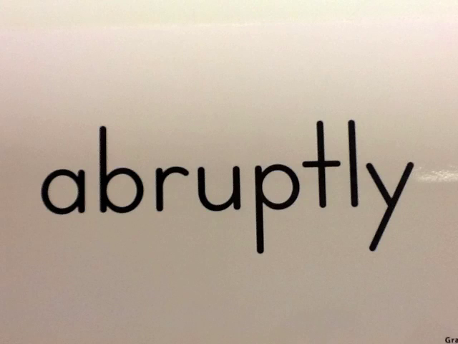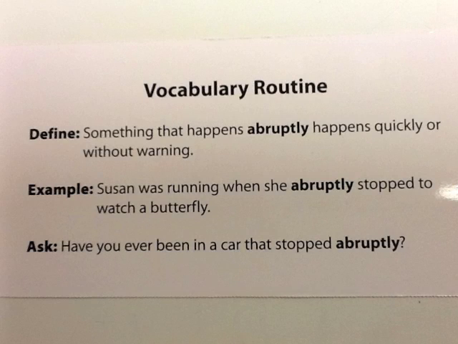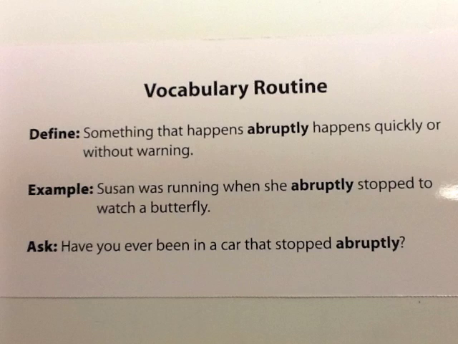Our first vocabulary word is abruptly. Say the word abruptly. Abruptly. 3 distinct sounds, 3 syllables. Abruptly. Write the word. Pause the video. All right. Let's define abruptly. Abruptly means something that happens quickly or without warning. Abruptly. There you go. See, all of a sudden, see how cool that is? Write the word. Pause the video.